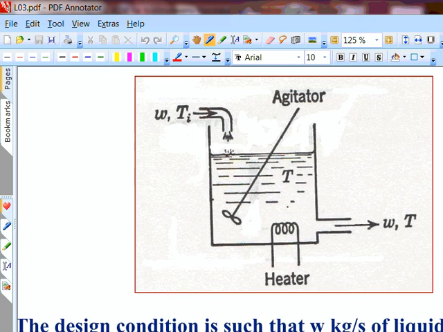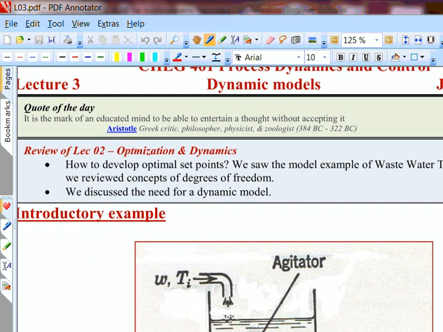So just a quick review of what we did in the last lecture. The question that we tried to answer in the last lecture was how do we set the optimum set points for a plant? Okay? And we illustrated that using a wastewater treatment plant, and we said that you can pose it as an optimization problem under steady state, and then find out what the operating conditions are. So that's going to be your goal.